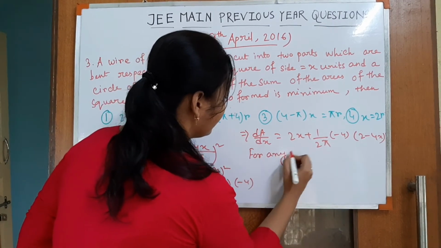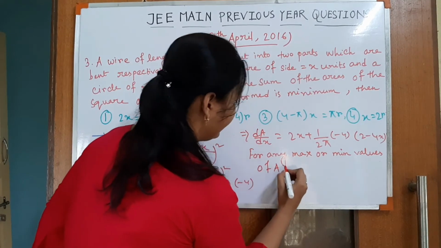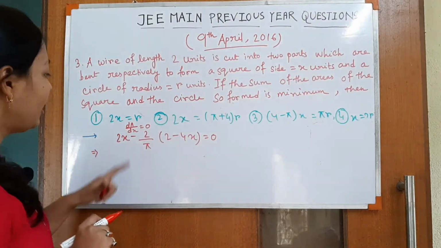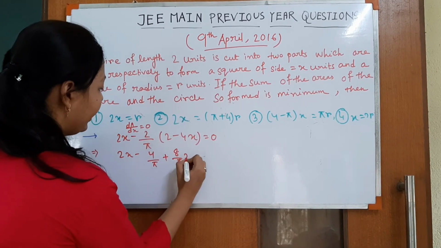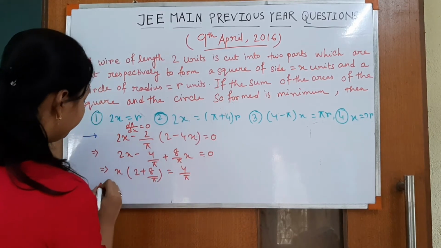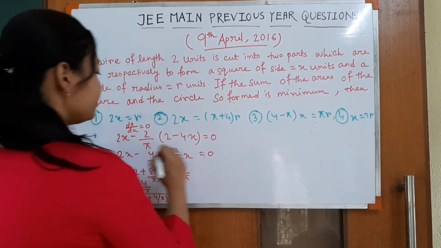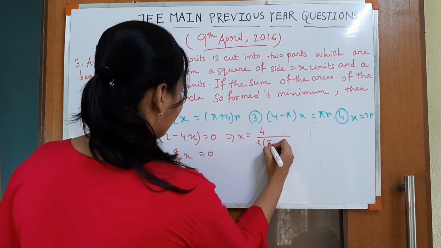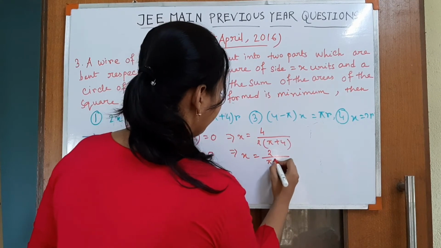For any maximum or minimum values of A, dA by dx equal to 0. So if we equate dA by dx equal to 0, then we get 2x minus 4 by pi plus 8 by pi x equal to 0. That is, (2 plus 8 by pi) x equal to 4 by pi. X equal to 4 by pi by 2 into (1 plus 4 by pi). Then we get x equal to 4 by 2 into (pi plus 4), that is x equal to 2 by (pi plus 4).